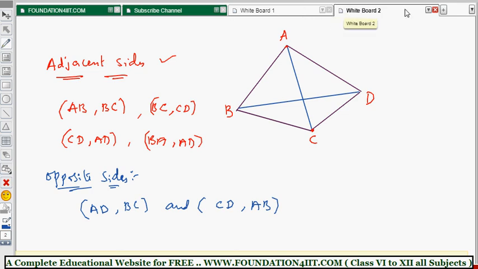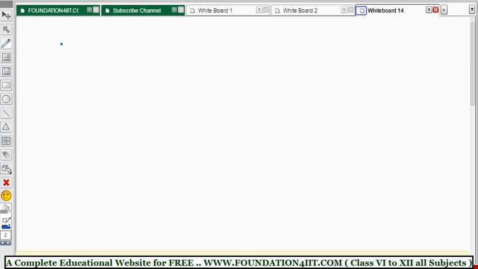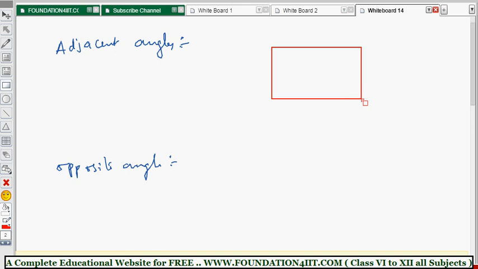Now when you see adjacent angles, similarly opposite angles. So what is an adjacent angle and what is an opposite angle in a quadrilateral? Two angles of a quadrilateral having a common arm. Let me take one quadrilateral. Okay, taking one rectangle. So this is a quadrilateral, four sides, a closed bounded figure. So taking names A, B, C, D.